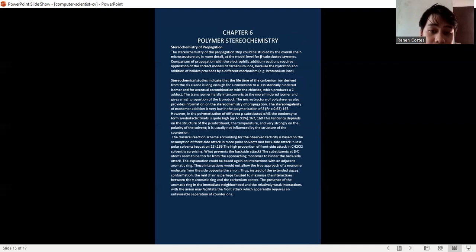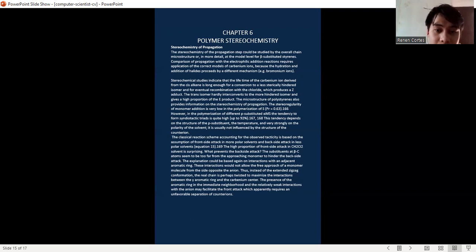So for chapter 6, polymer stereochemistry, stereochemistry of propagation. The stereochemistry of the propagation step could be studied by the overall chain microstructure or in more detail at the model level of beta-substituted styrenes. Comparison of propagation with the electrophilic addition reactions requires application of the correct models of carbonium ions because the hydration and addition of halides proceeds by a different mechanism.